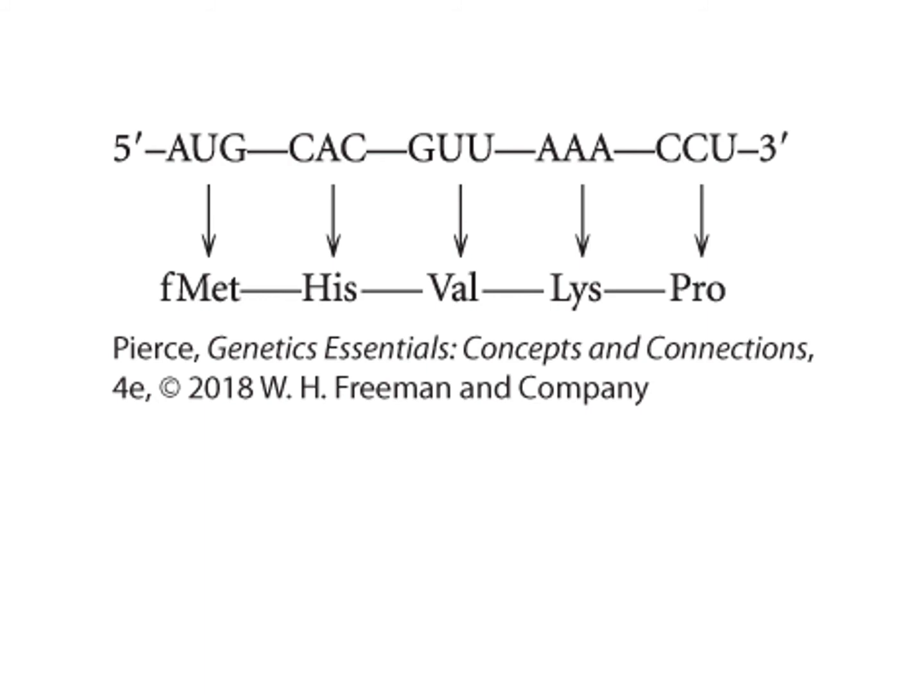AUG, coding for the insertion of the amino acid methionine. Next, CAC, coding for the insertion of the amino acid histidine. GUU, coding for the insertion of the amino acid valine. AAA, coding for the insertion of the amino acid lysine. CCU, coding for the insertion of the amino acid proline, and so on. So this is obviously a very short snippet, but it shows you that direct relationship between the sequence in the messenger RNA and the sequence of amino acids that is being put together in the protein synthesis process.